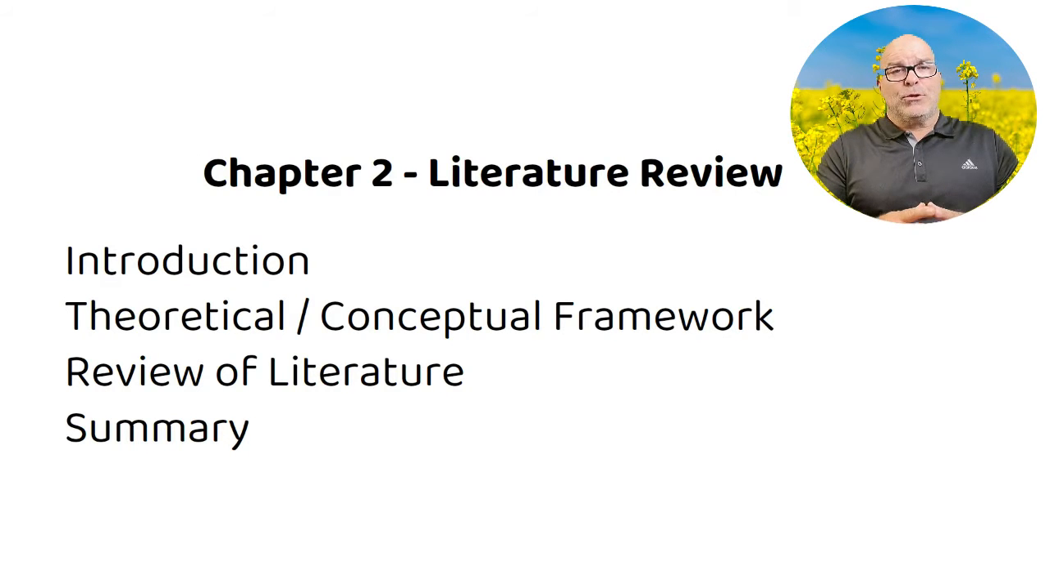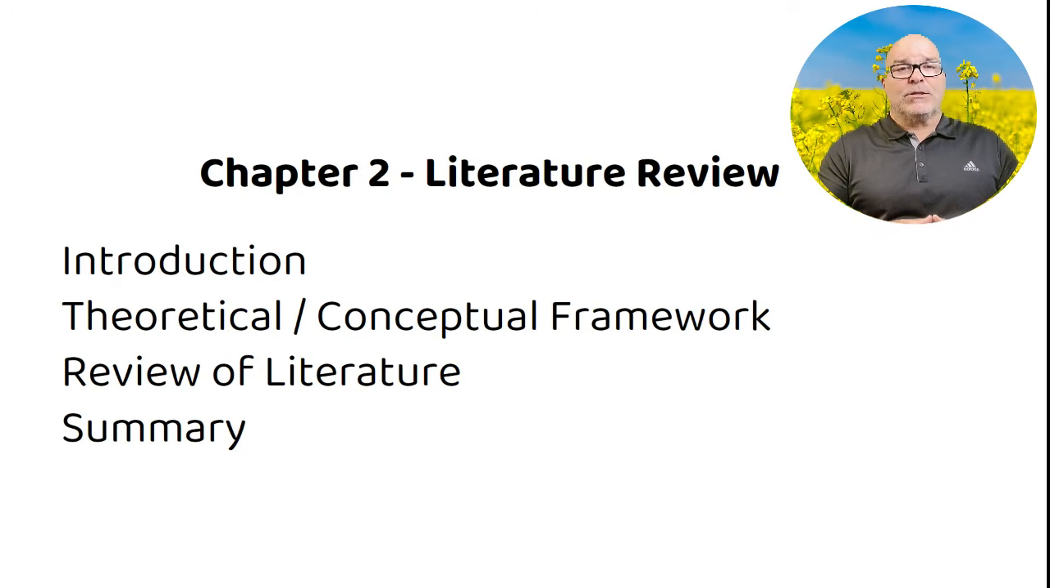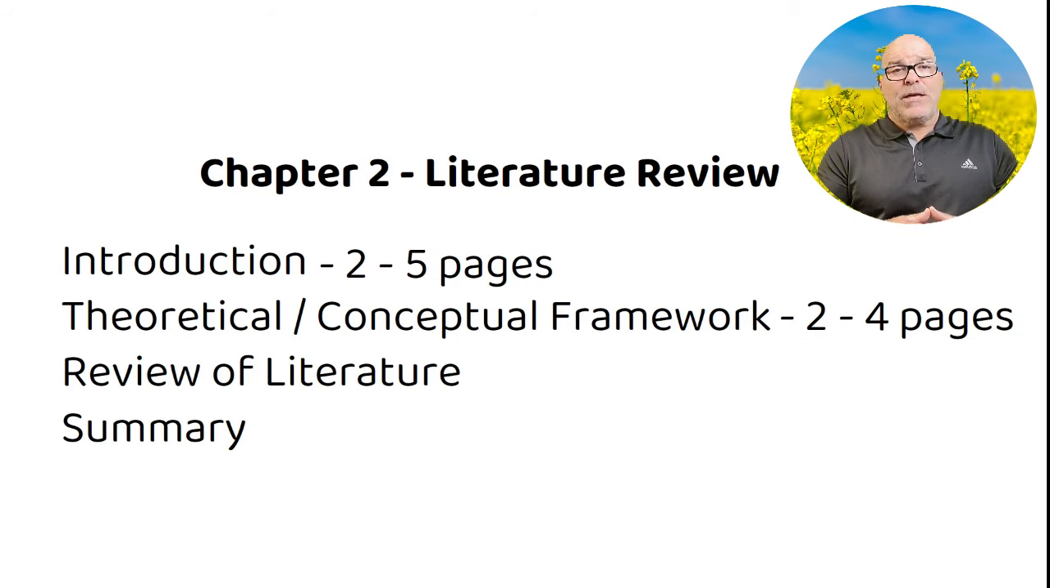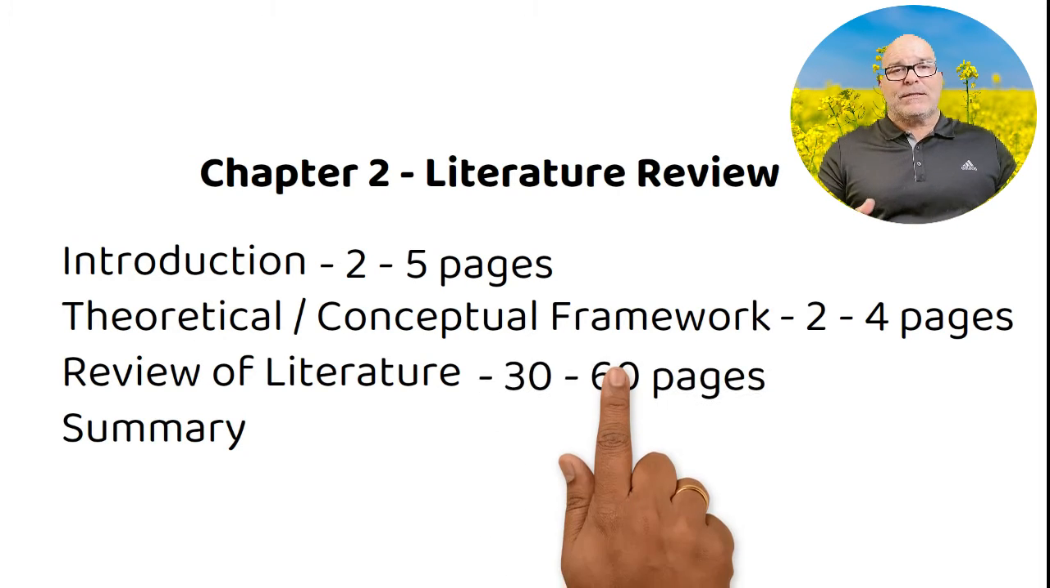What is most important to your writing plan is the expected lengths of each of these headings. And again, make adjustments to this content based on your institution's directions and rubrics. Generally, the introduction is somewhere between 2 and 5 pages. The next section, the theoretical framework, is generally about 2 to 4 pages to set the stage for the theories that will guide your study. Then comes the review of literature at a whopping 30 to 60 pages.